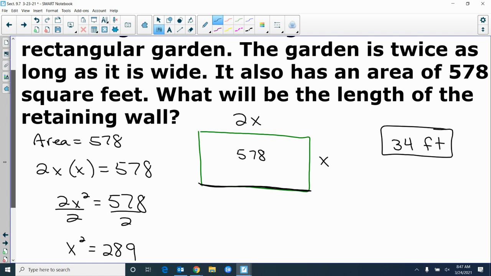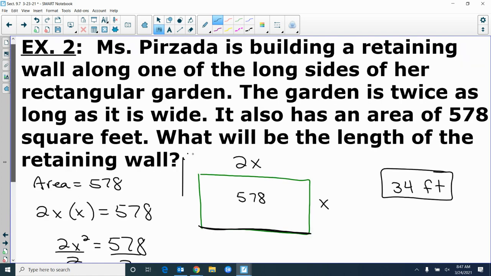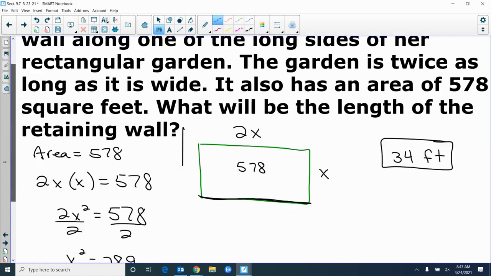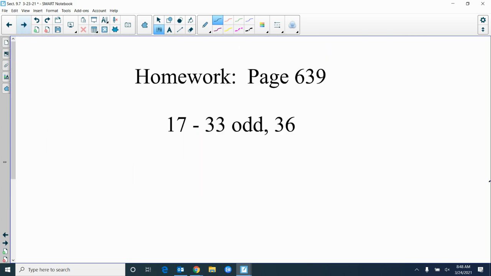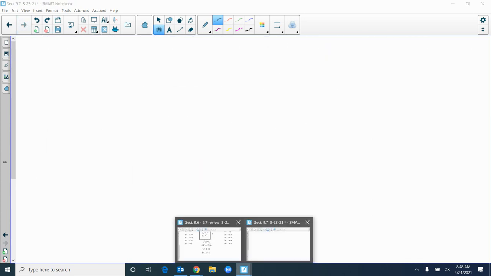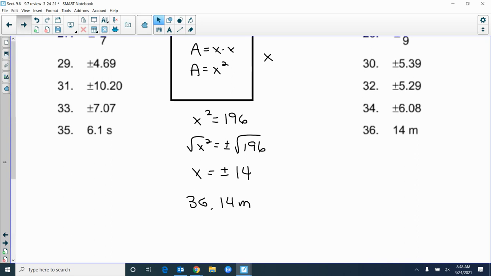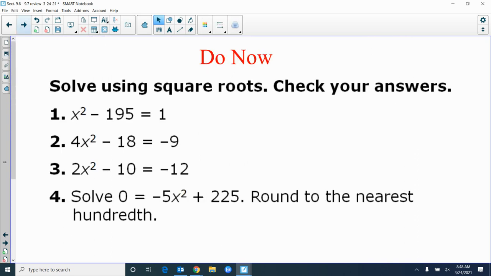Okay. x is 17, and we said that the longer side is twice as long. So that's 34. So the answer to the problem has to be 34. You need 17 to get it, but if you go through the problem, it has to be 34. All right, now either on your homework, hold on. 4 problems, and then we're gonna go through these, and then we're gonna do a little bit of a review here.